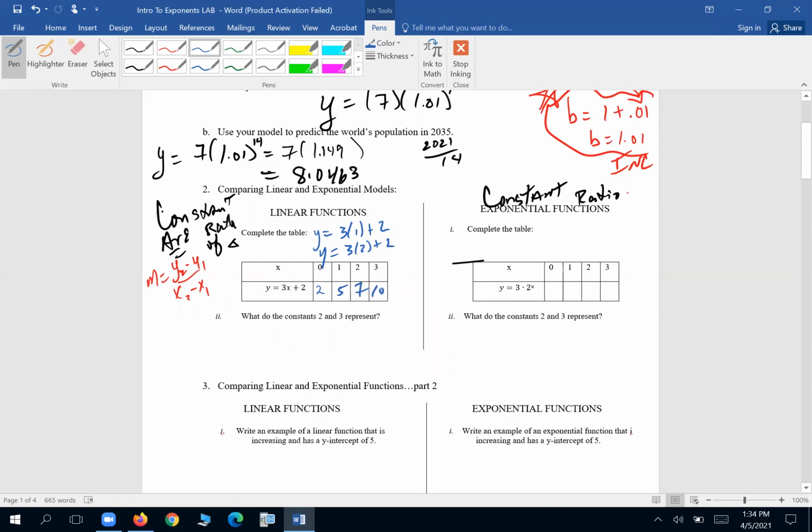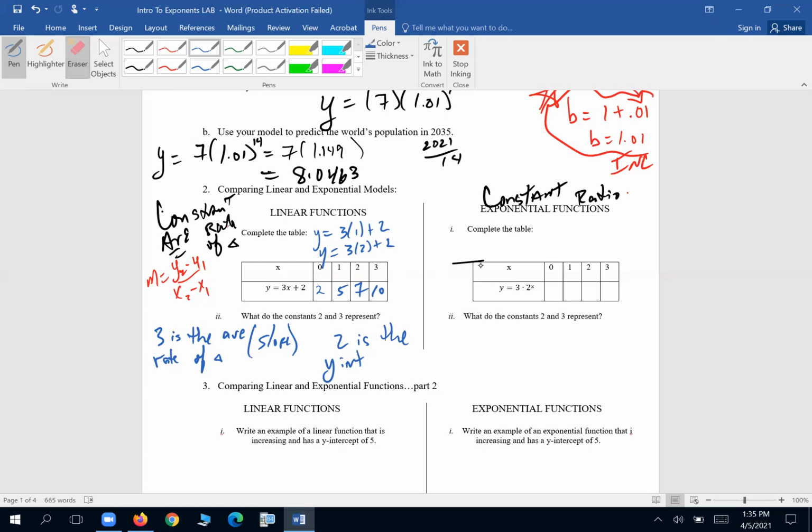Now on the midterm or the test, you might be asked, what do the constants 2 and 3 represent? 3 is the average rate of change, which means the slope. And 2 would be the y-intercept. All right, so hopefully if you've already done this, this is matching your work.